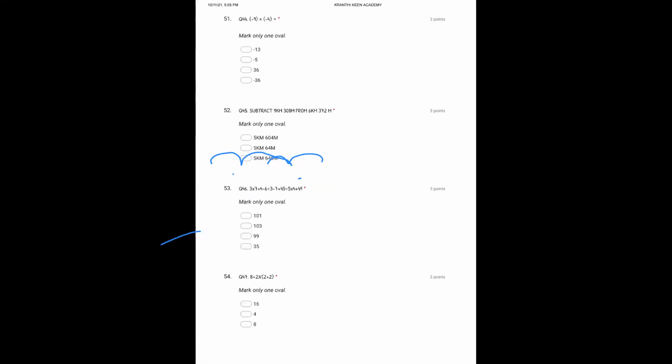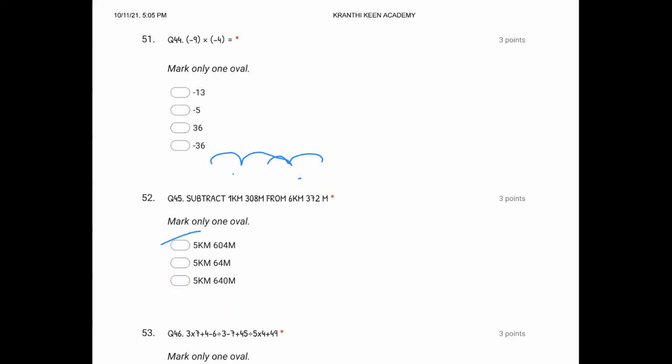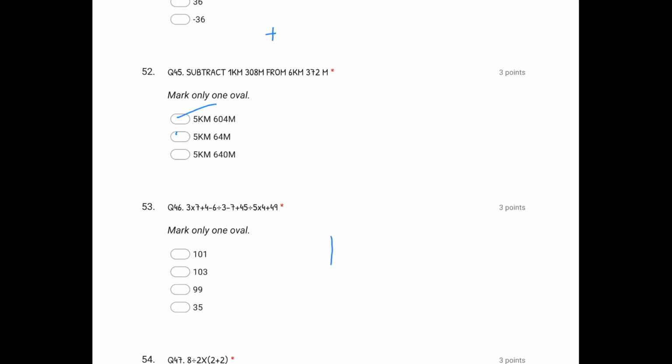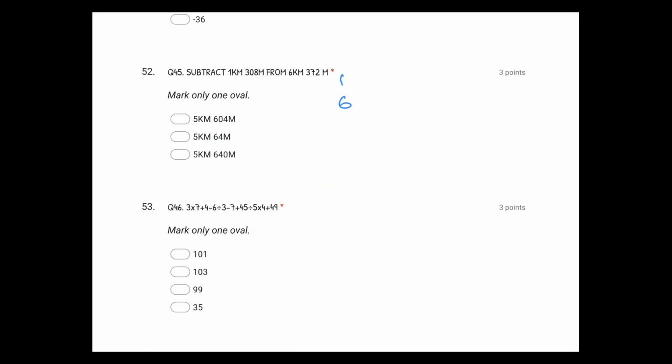And next, minus into minus plus, minus 9 into 4 plus 36. And subtract 1 kilometer 308 meters from 6 kilometers 372 meters. Okay, 1 kilometer 308 and 6 kilometers 372 meters, the answer is 5 kilometers 64 meters here.